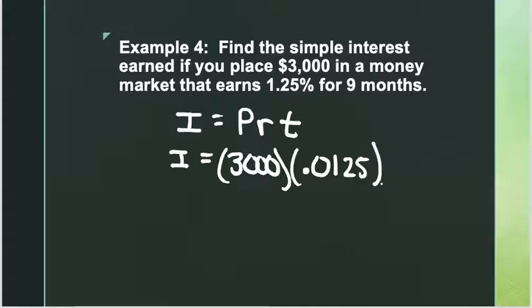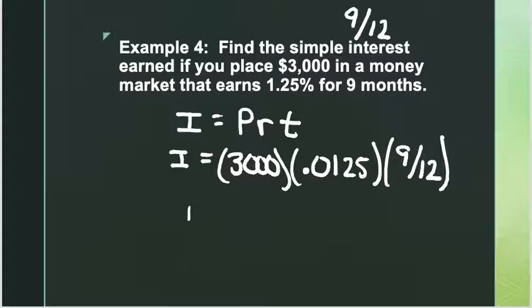Well, as a decimal, that's going to be 0.0125. And our amount of time here is in months. We need to convert that to years. So I know that there are 12 months in a year. So this is going to be 9/12 of a year, which we can simply put in our calculator just like that, 9/12, and we can leave it like that. So I would start off with our 9/12 first. So take 9 divided by 12, and that ends up getting us 0.75.